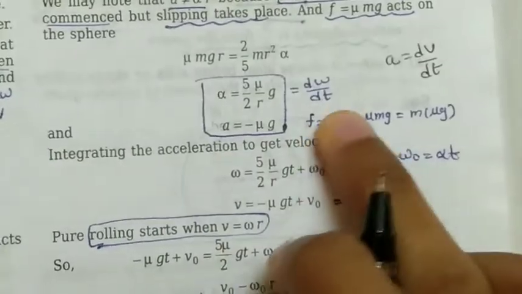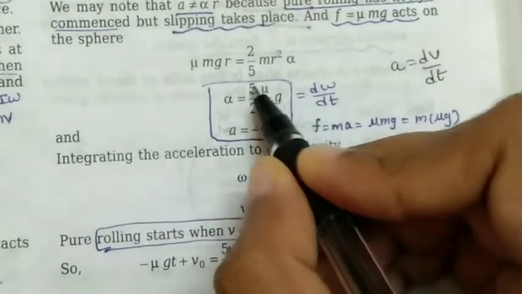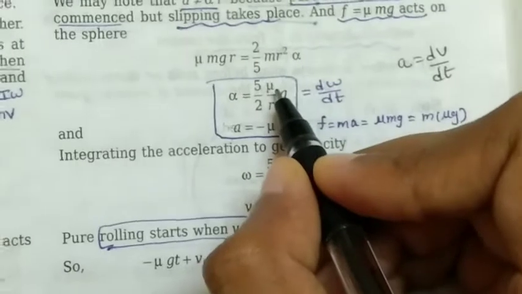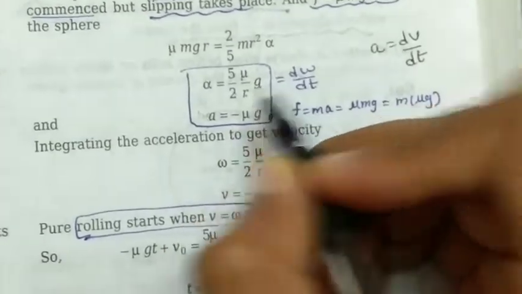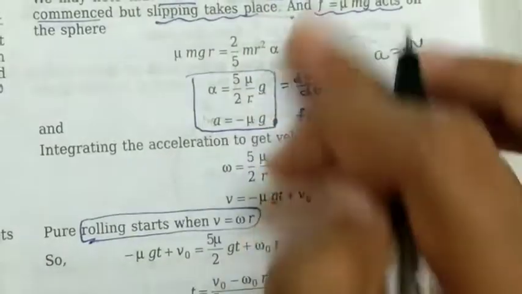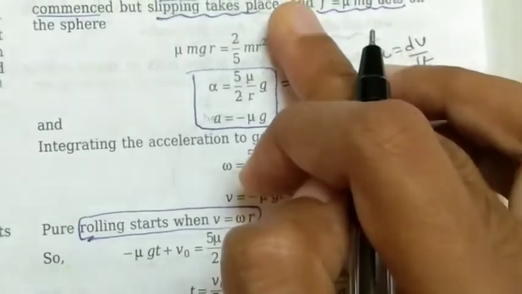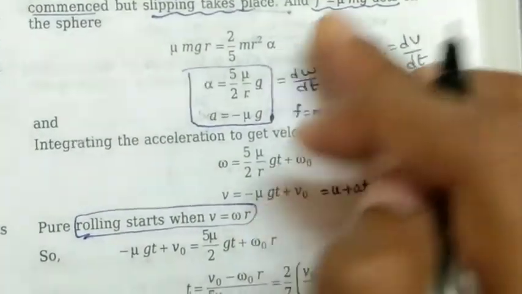That omega naught we send to the other side, and on the other side we integrate with respect to dt. Here 5 by 2 is a constant, mu the coefficient of friction is also constant, the radius of the sphere is constant, and acceleration due to gravity is also constant. So we have a simple integration of dt from 0 to t, that is nothing but t, and applying the limits 0 to t, we get t minus 0.